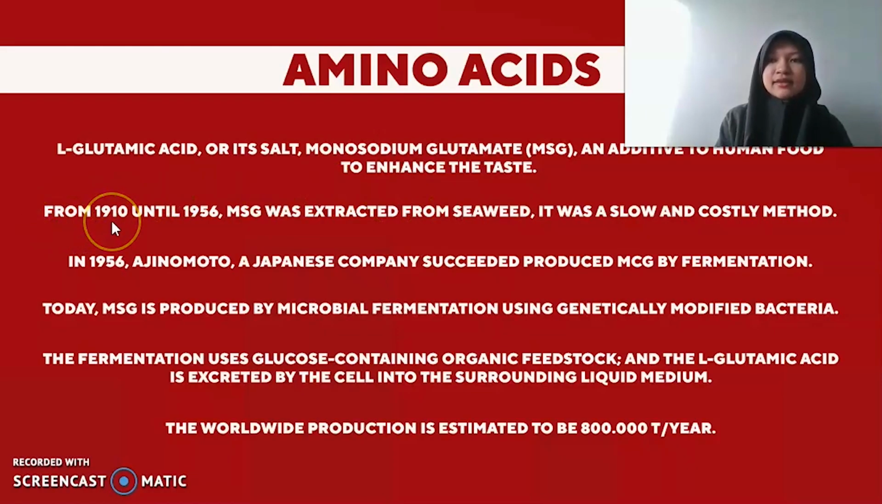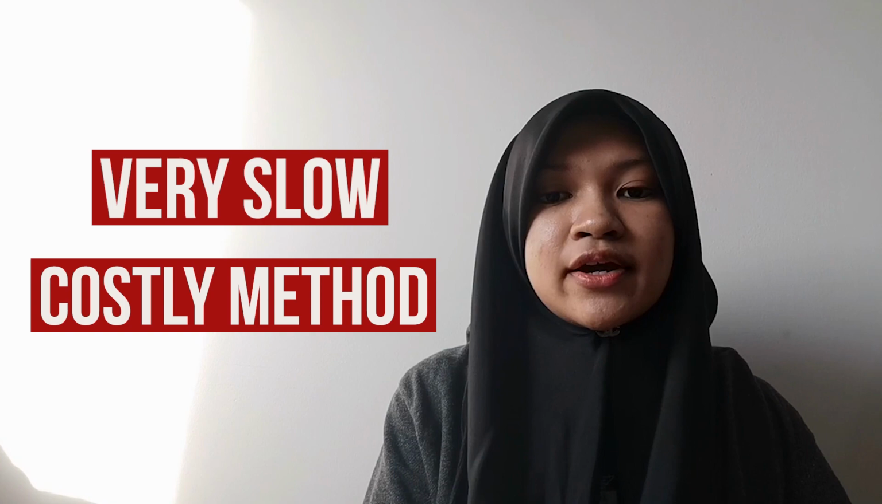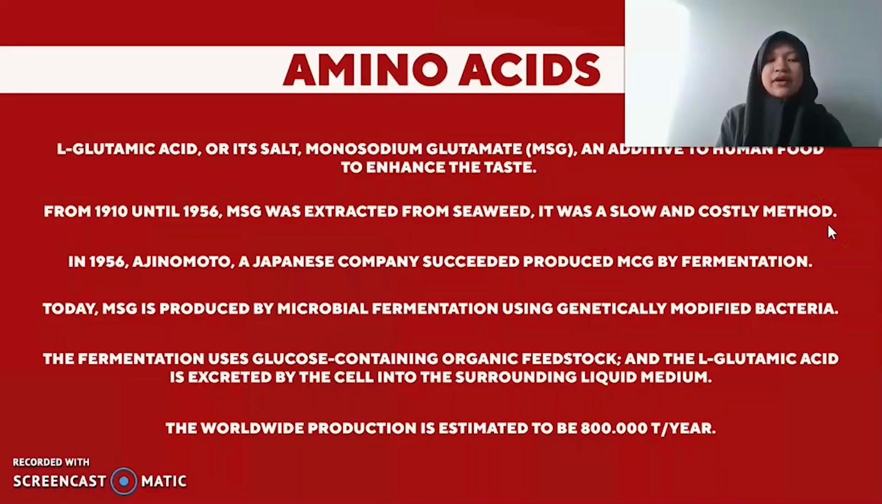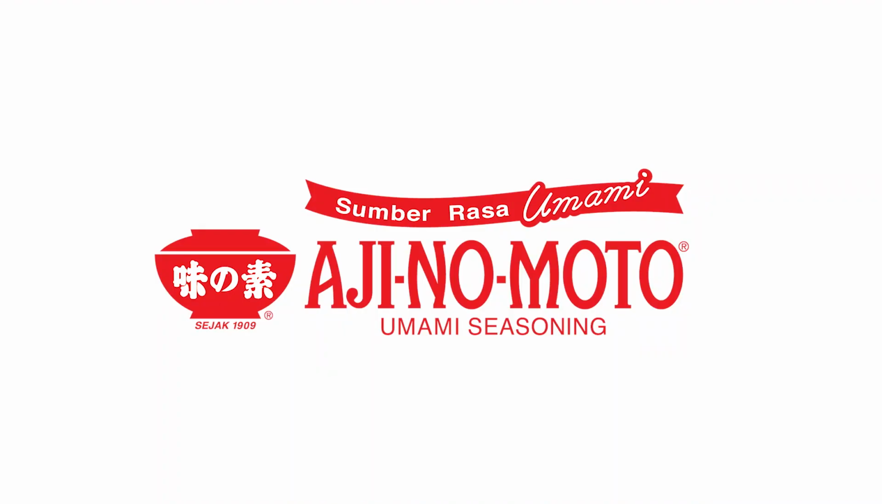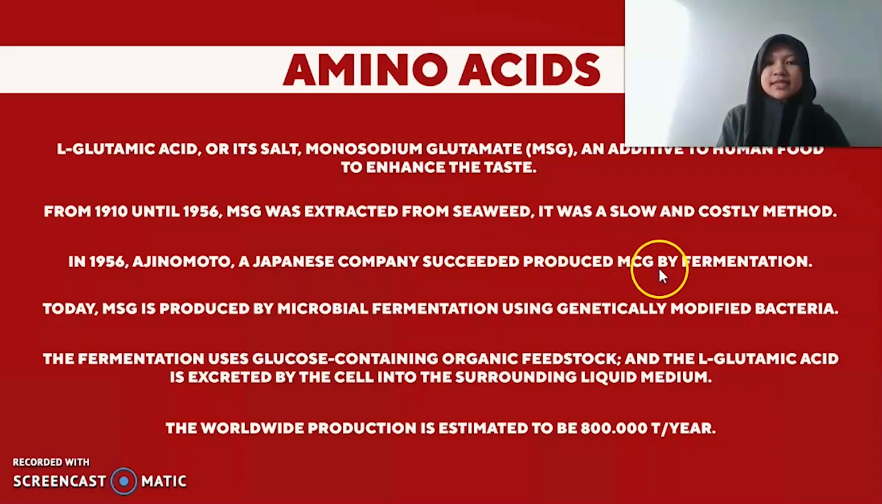So from 1910 until 1956, the MSG was extracted from the seaweed. It was a very slow and costly method. However, in 1956, Ajinomoto, a Japanese company, succeeded in producing MSG by fermentation.